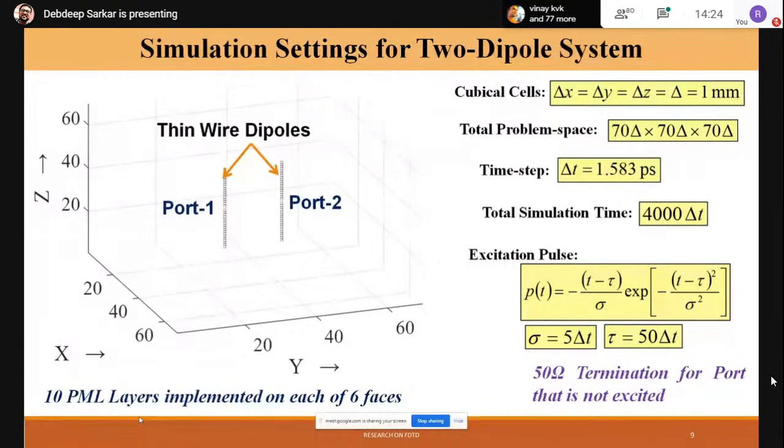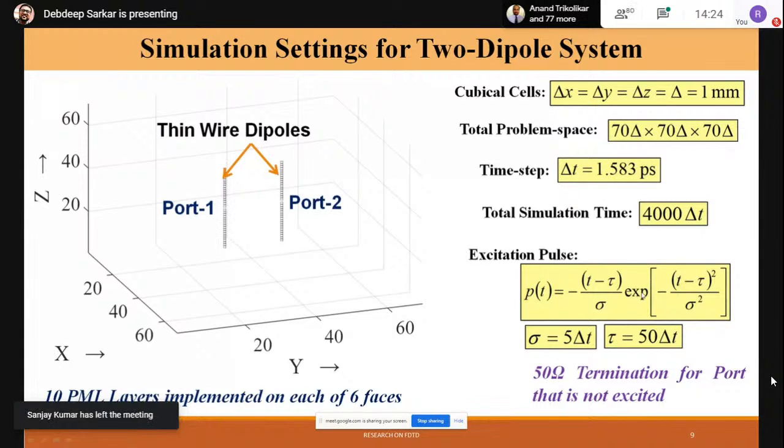These are some of the simulation settings that I chose. I chose these cubical cells, each one 1 millimeter, and the total problem space is basically 70 by 70 by 70, so it is cubical, as I mentioned. And the time step, again, I have chosen based on the Courant-Friedrichs-Lewy stability criterion: 1.8583 picoseconds.